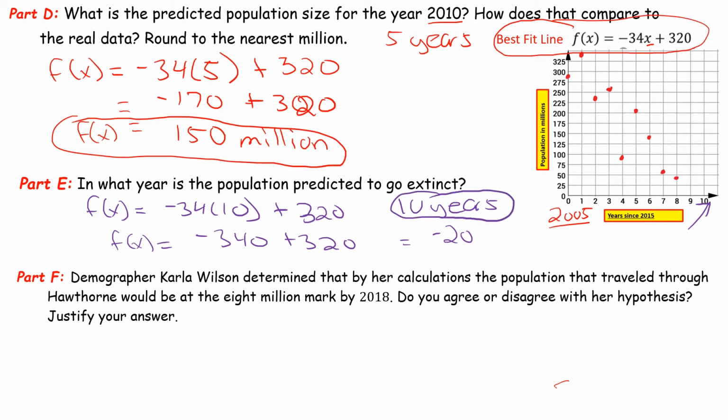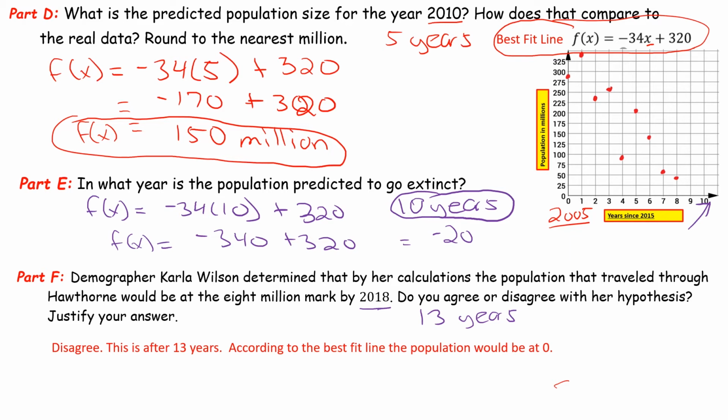so about 10 years. And then last, part F, it says demographer Carla Wilson determined that by her calculations, the population that traveled through Hawthorne would be at 8 million mark in 2018. Do you agree or disagree with her hypothesis? Justify your answer. In 2018, that's 13 years later, right? Because if it started in 2005, that's 13 years later. So we've already determined from part E that after about 10 years, the population would be extinct because we would be at 0, well, less than 0. So according to the line of best fit, the population would be at 0 after 13 years there.